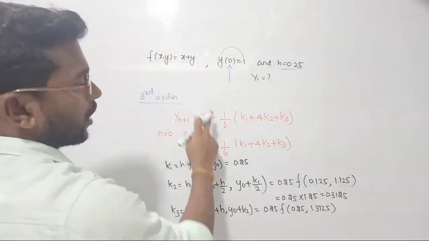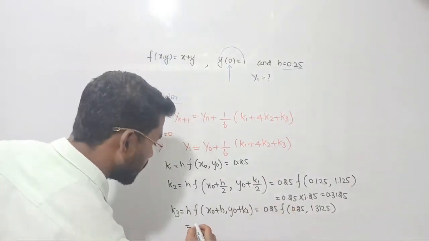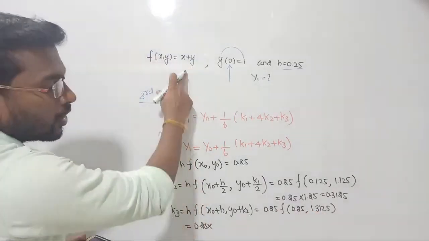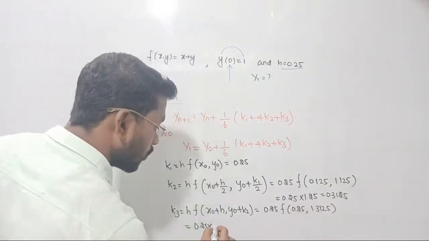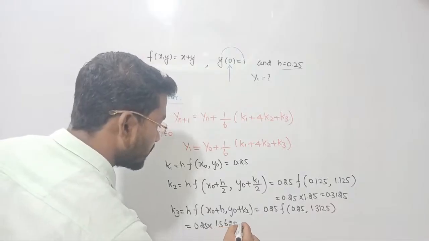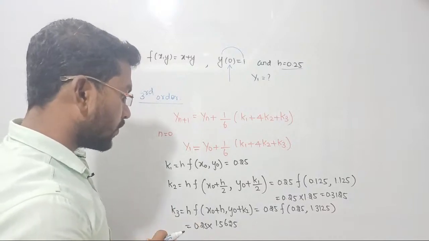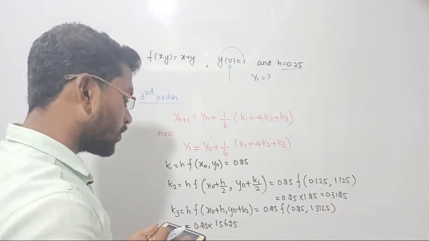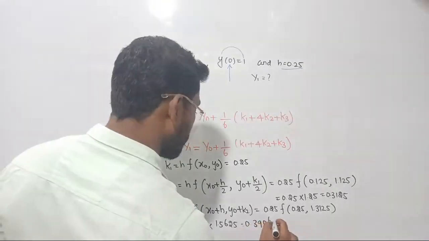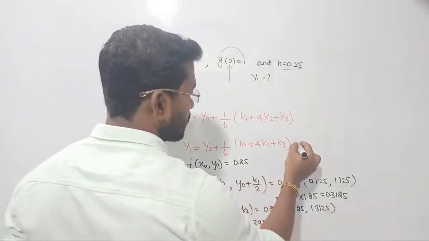0.25 plus 1.3125, what will I get? So let me write the answer, which is equal to, right, so first we have 0.25 into f of x comma y, just to substitute, 0.25 plus 1.3125 will give you 1.5625, correct? Exactly. Now 1.5625 into 0.25, I am getting 0.390625. Now after getting k1, k2, k3, our next target is to substitute all these values here.